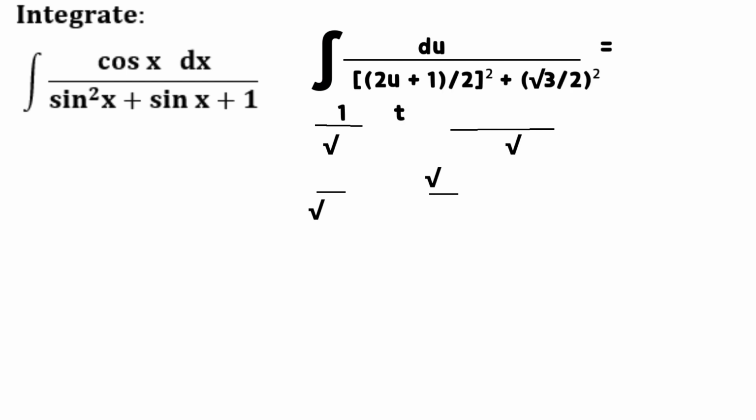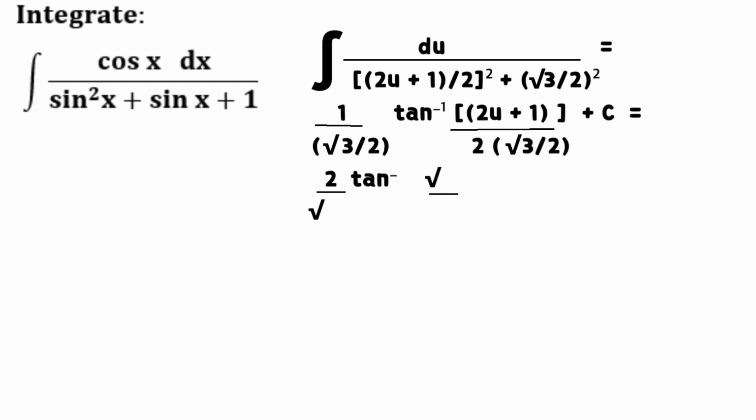We have that the integration of the inverse of the sum of the square of half of 2 times u plus 1 and the square of half of the square root of 3 with respect to u equals the product of 2 divided by the square root of 3 and tan inverse of the square root of 3 and 2 times u plus 1, all divided by 3, plus c, which is the constant term of integration. After simplification of the integrated expression, recall that u equals sine x.